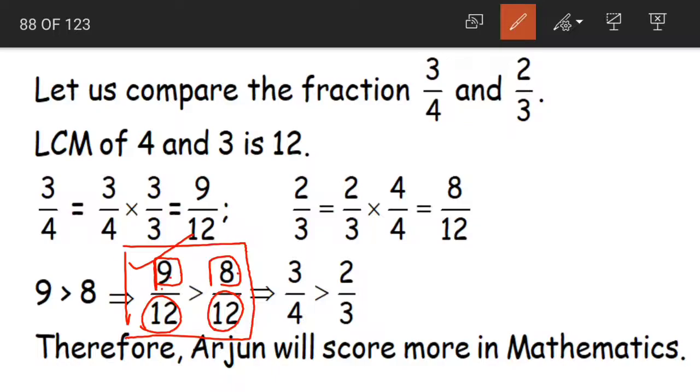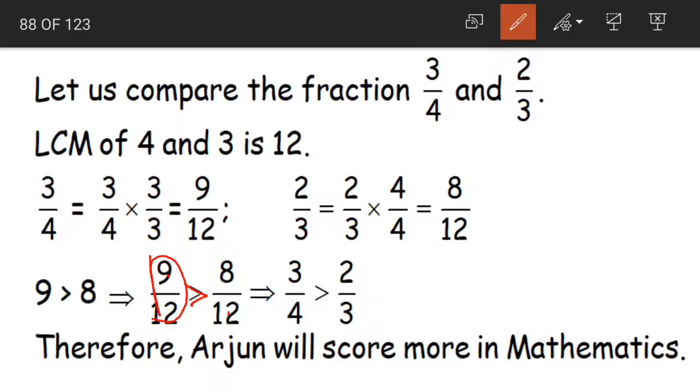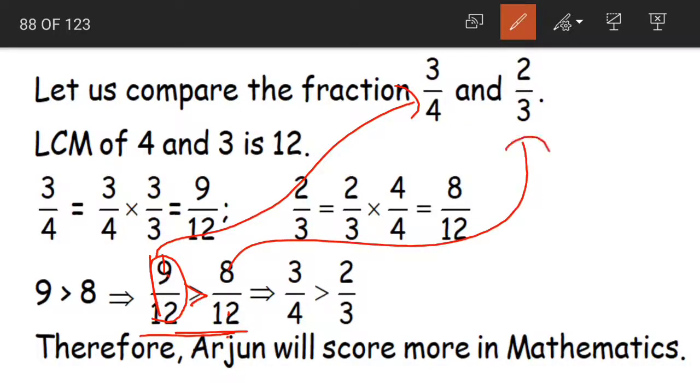Now in 9 and 8, which is the greater number? 9 is the greater number. So 9 by 12 is greater than 8 by 12. Again, if you remember, we should not write the answer like this. We should write the original unlike fractions given in the question. 3 by 4 is greater than 2 by 3.